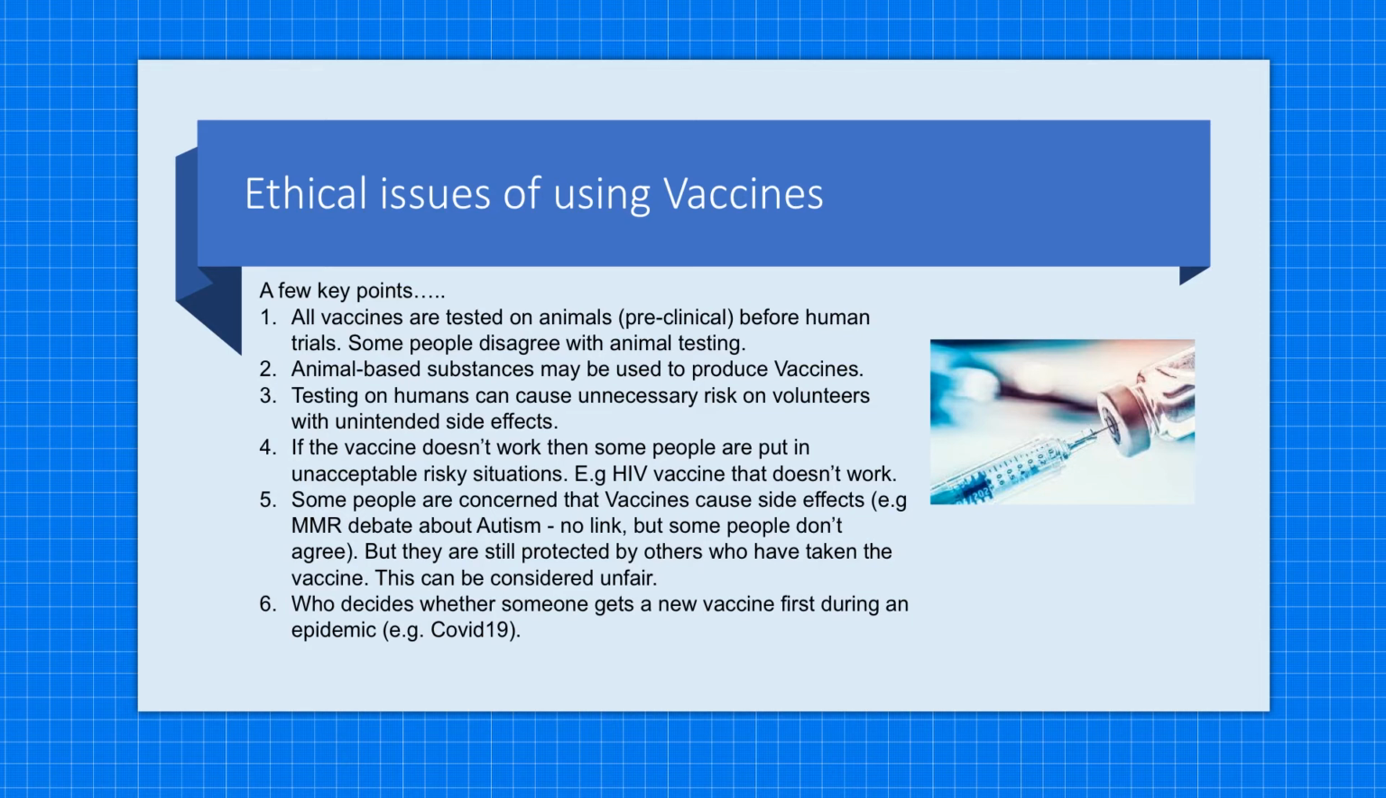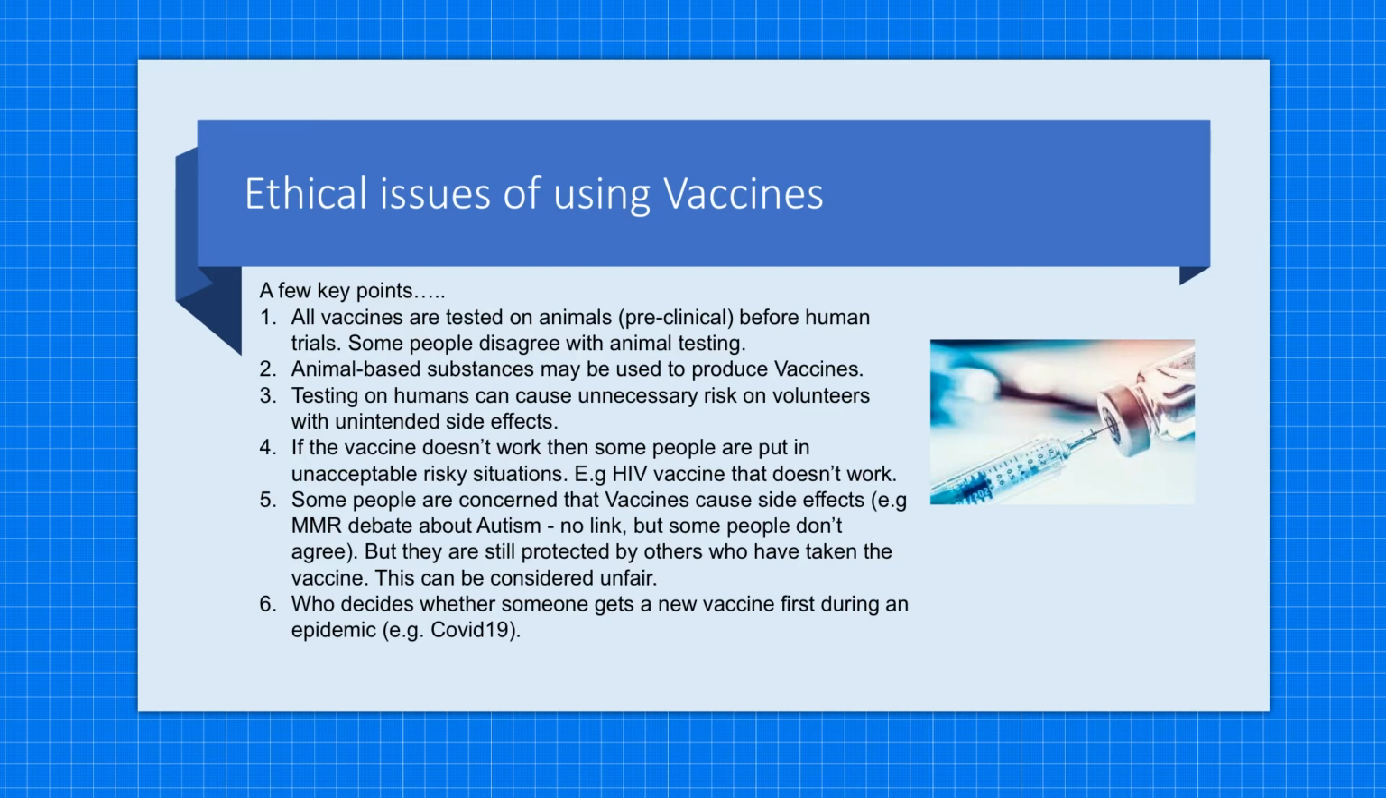Number two, animal-based substances may be used to produce vaccines, so people don't want to put animal-based substances into themselves. Thirdly, testing on humans can cause risk to volunteers with unintended side effects. Four, if the vaccine doesn't work, then some people are put in unacceptable, risky situations. For example, if you were to provide an HIV vaccine, and it doesn't work, and you think it does, then it's going to cause a problem with the spread of HIV.